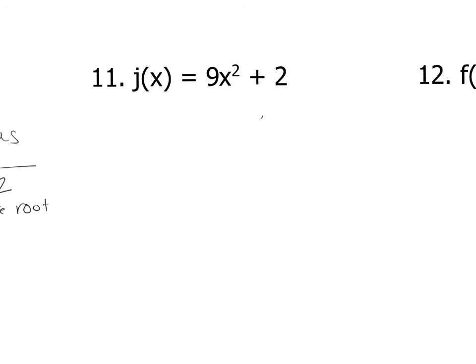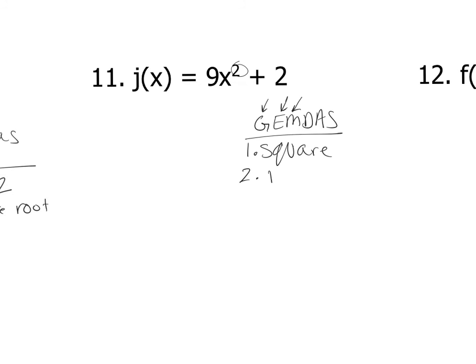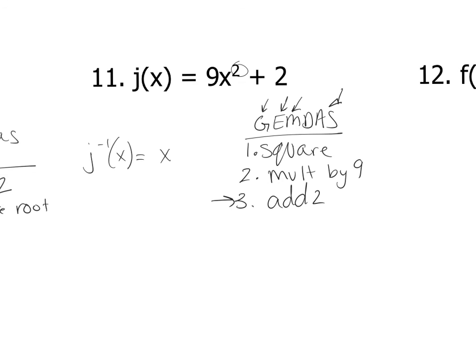For j, my GEMDAS list. First, there are no groups. There is an exponent. There I squared the x. Then I also multiplied by 9. And then I added 2. So for my answer, I'm going to take j negative 1 of x. I'm going to take x. I'm going to start at the bottom. Instead of adding 2, I'm going to subtract. Instead of multiplying, I'm going to divide. And instead of squaring, I'm going to square root. There we go.